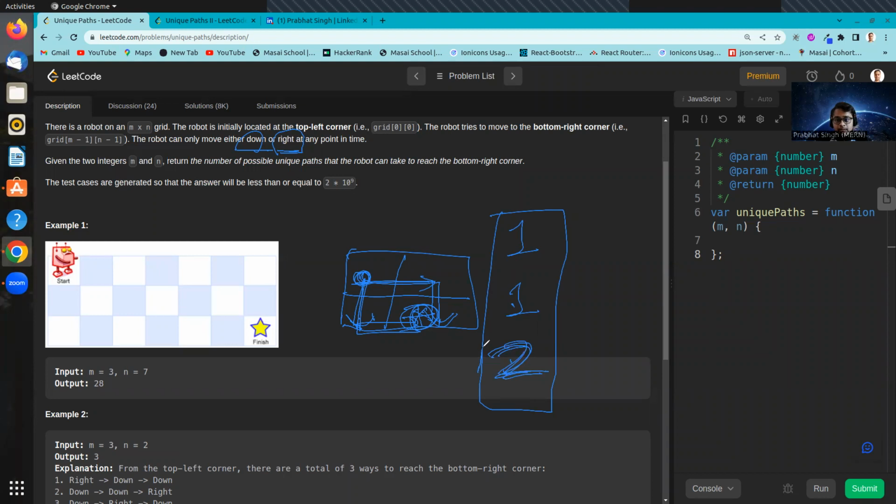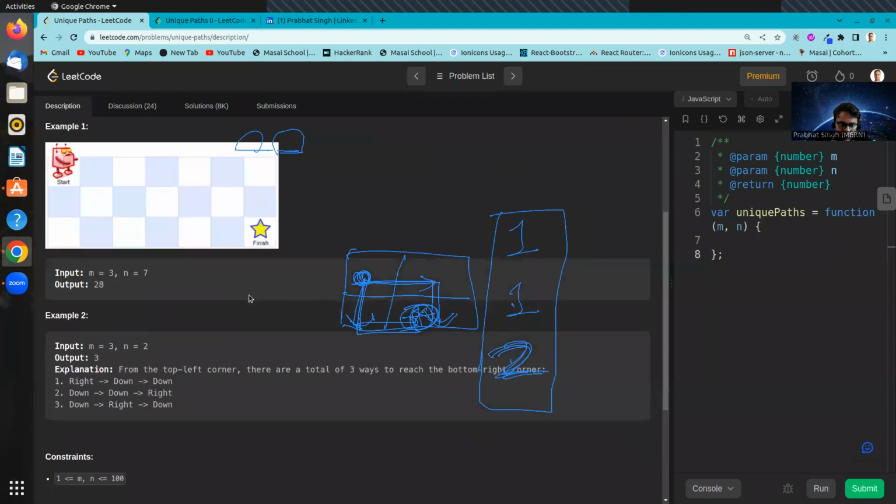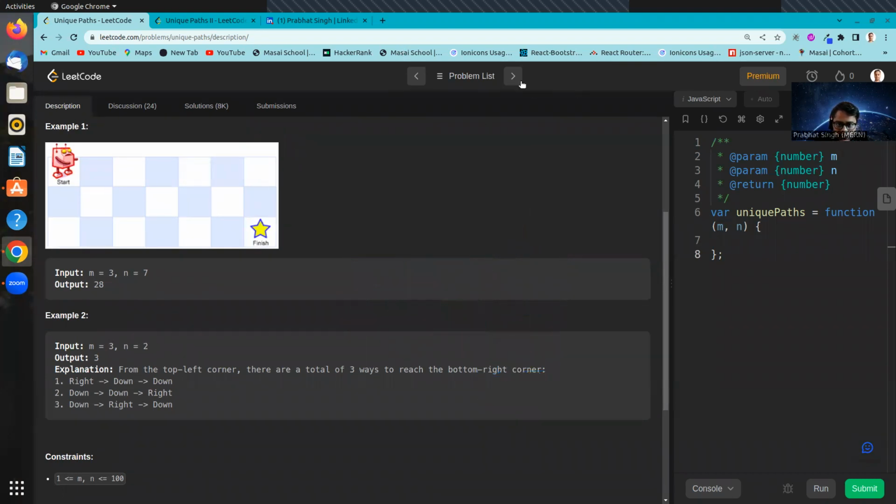I guess maximum path for the start, because I have to confirm this example first. Let me go with this example. So M is 3. Let me first clear my old drawing. Okay, so M is 3. I mean, row is 3.